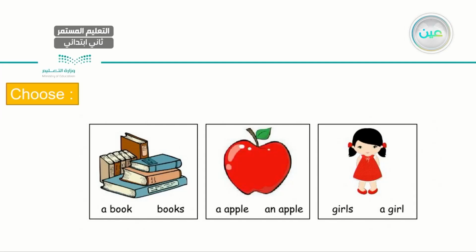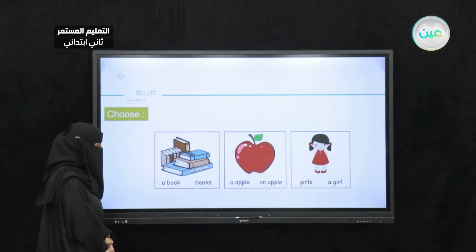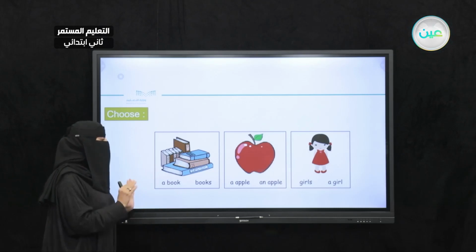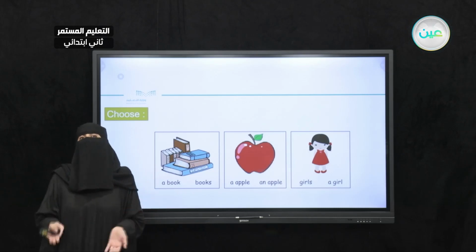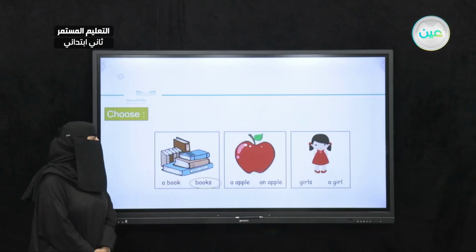As you can see, let's choose now. I have 3 pictures with 2 options for each picture. Let's start with the first one. It's either a book or books. What do you think? A book or books? What do you think, my dear student? Is it singular, a book, or plural, books? What do you think? The answer is books. Very good. Let's go ahead.